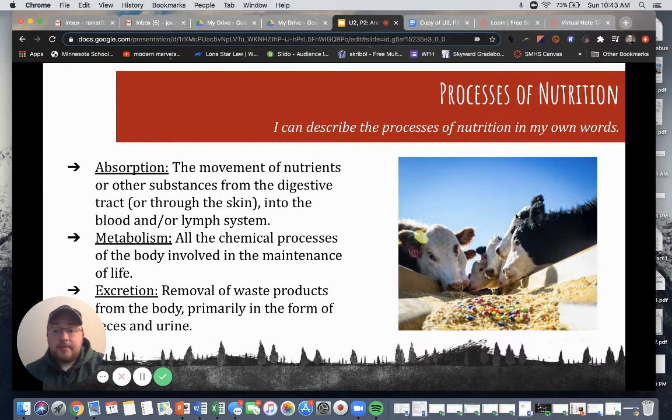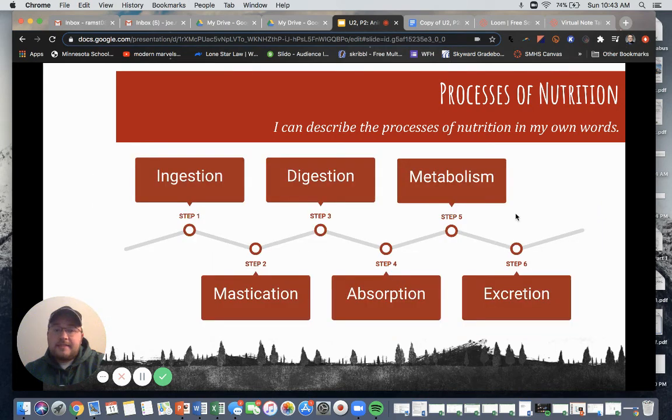But metabolism is an important thing for our animal industry, simply because in order to maintain our lives and stay healthy, we have to metabolize and use those nutrients in the proper way. And last is excretion, and this is the removal of any waste products from the body, primarily in the form of feces and urine, and sometimes the excretory system can include sweat as well. Feces and urine are the 2 main ones in the excretory system. Okay, so that is the completed diagram for you, the processes of nutrition.